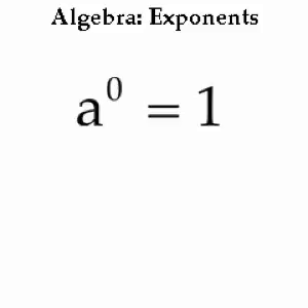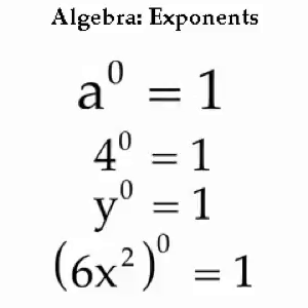The sixth rule we have is the rule of 0. When we have a to the 0 power, that is 1. Anything to the 0 power is 1, as long as a does not equal 0. 0 to the 0 power doesn't make any sense, to mathematicians at least.